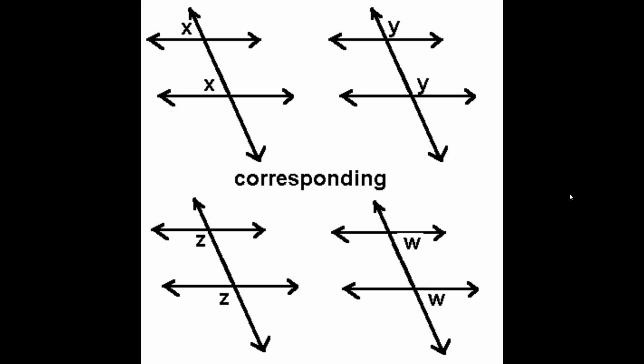They must both be on the left or both on the right of the transversal, and then they must be either both above or both below the two parallel lines. So the four images pictured here give you the four different types of locations. These are the only types of locations you will ever see corresponding angles.